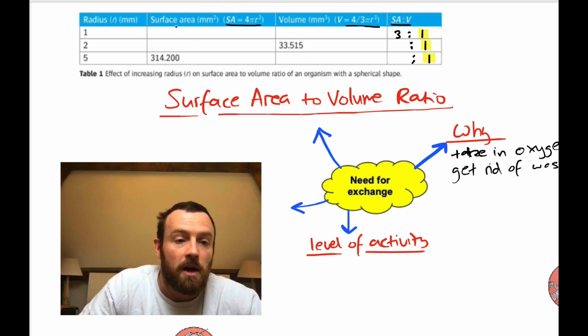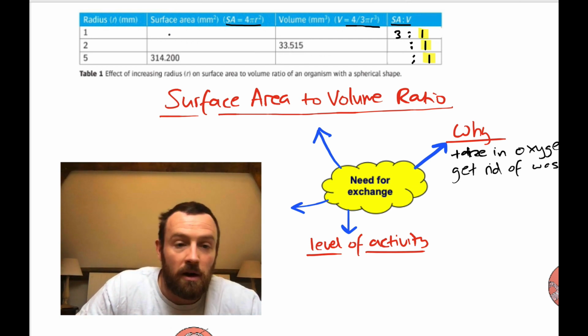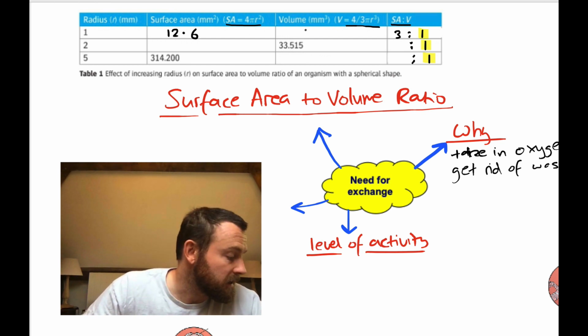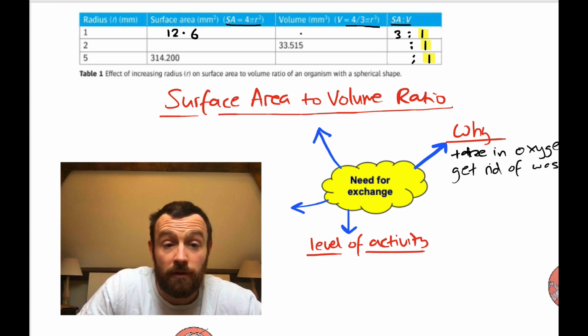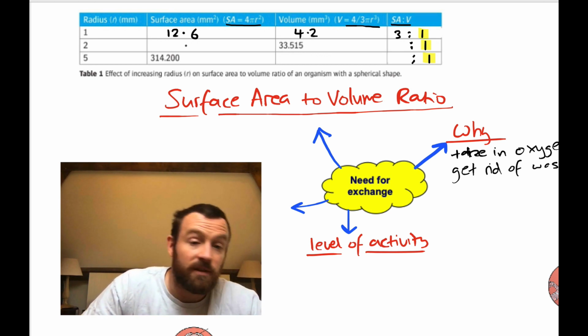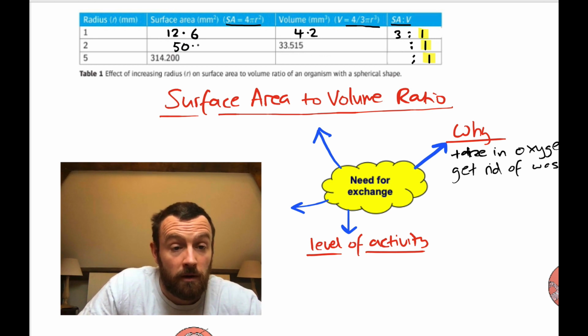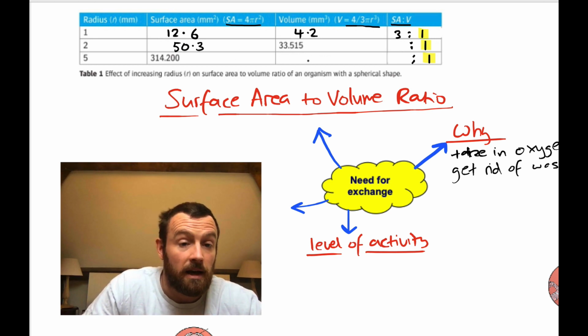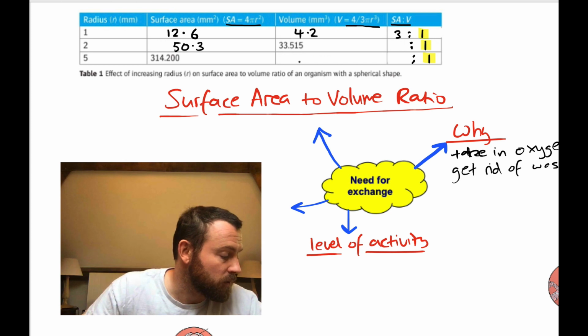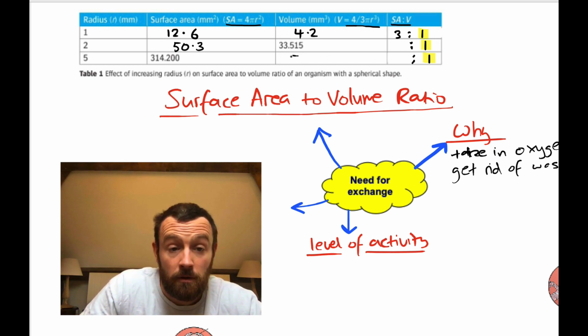Okay, so here we go. The answers taken from your book, I'm going to round them slightly. I'm not going to give them to quite so many decimal places, but 12.6. And here is 4.2 if I round that up. This one is 50.3 to 1 decimal place. And down here we've got 523.7.